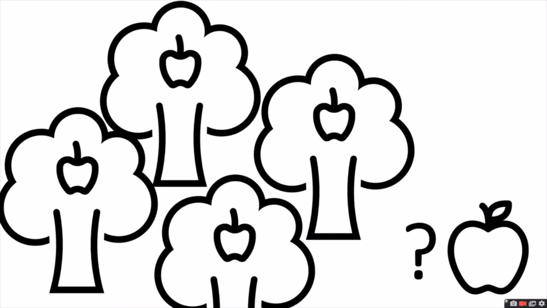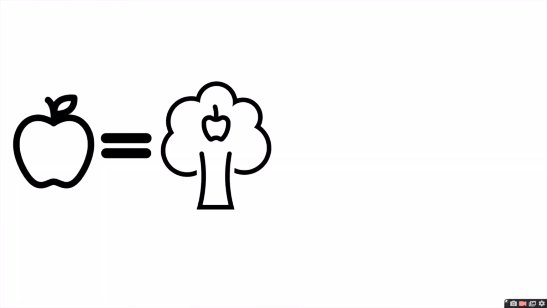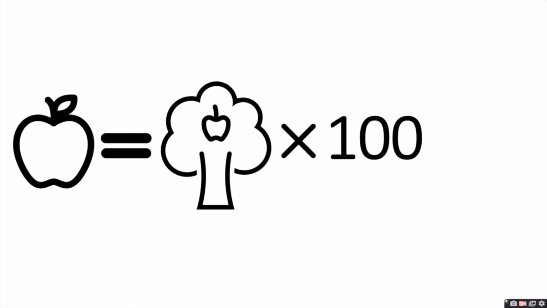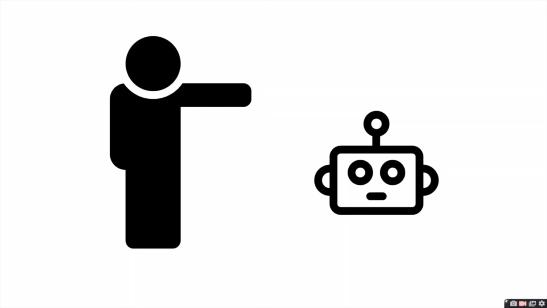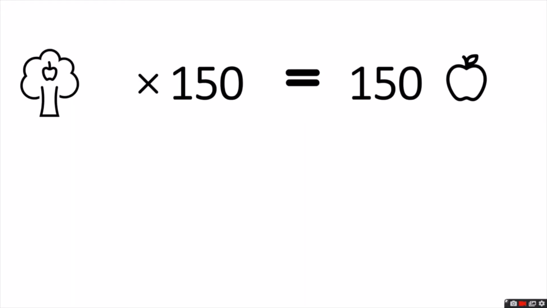If I'm not speaking too fast, by now most likely you have a formula in your head. That is, the number of apples equals the number of apple trees multiplied by 100 plus 50. If we were to give the same task to artificial intelligence, its deep learning algorithm would start to produce formulas. For example, apples equal the number of apple trees multiplied by 150.